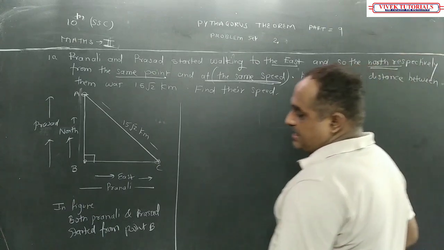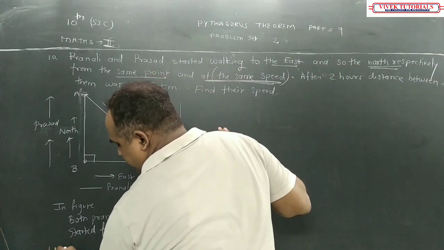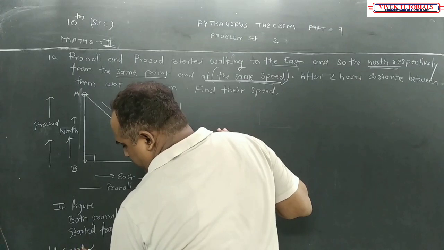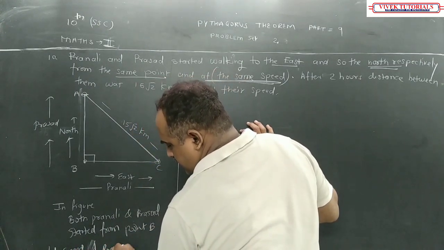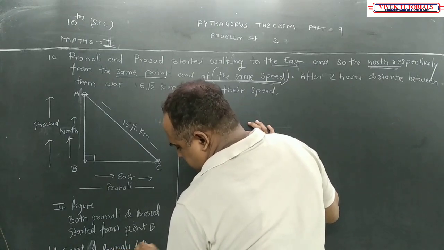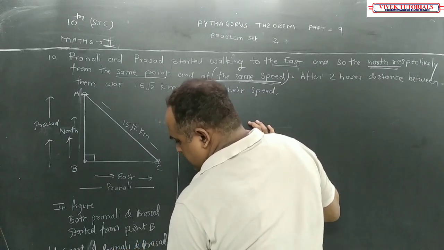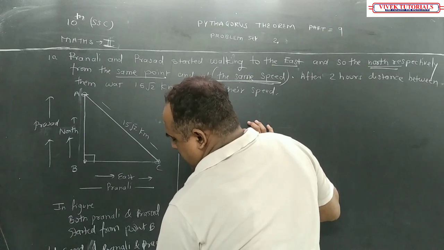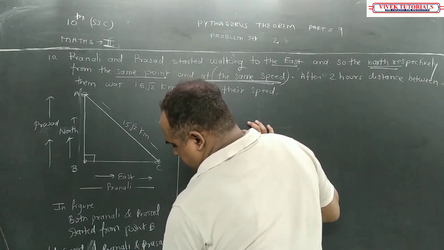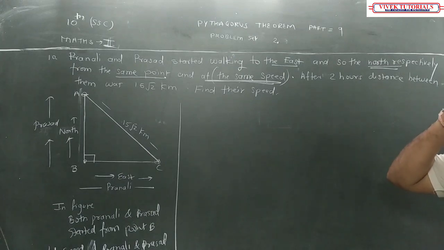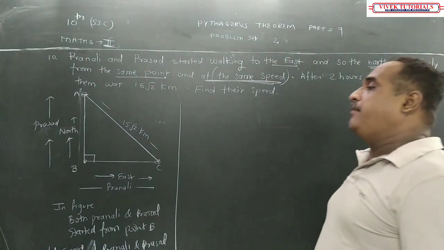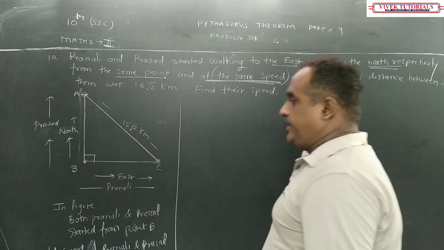So we can write what? Let the speed of Pranali and Prasad be x kilometer per hour. The speed of both Pranali and Prasad, what is it? x kilometer per hour. You got it?